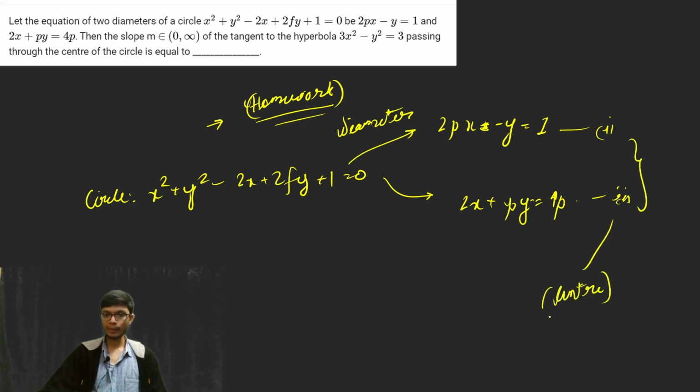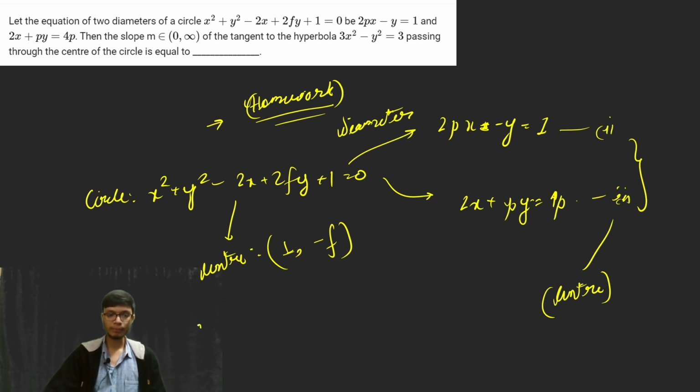So if you can solve these two diameters, you will get the center. And if you get the center of the circle, you can also write the center of the circle from the equation, which will be 1 comma minus f. So from here, you will basically get the value of f. You can solve for the value of f in terms of p.